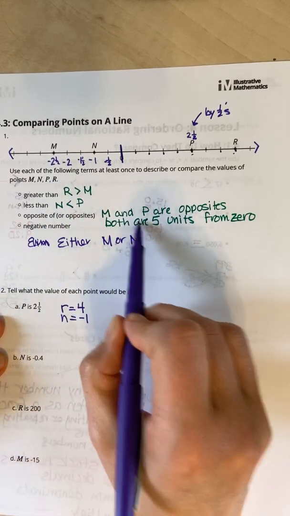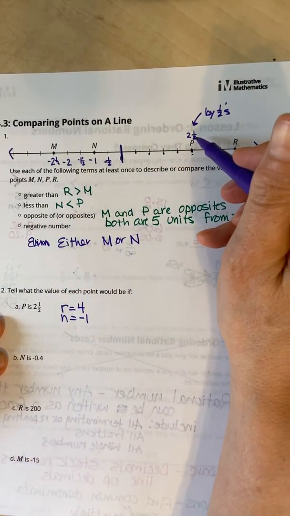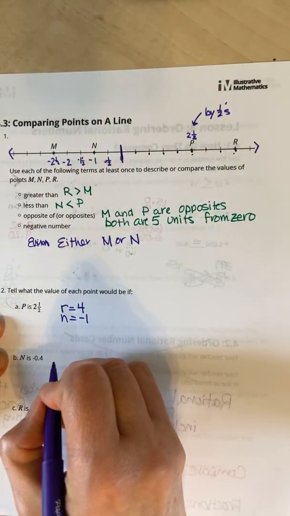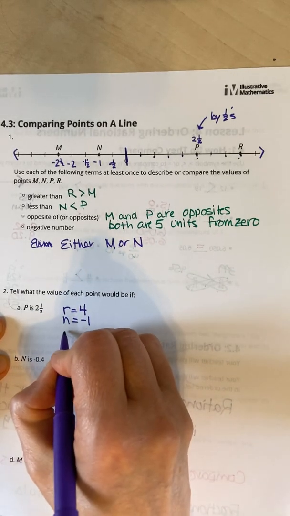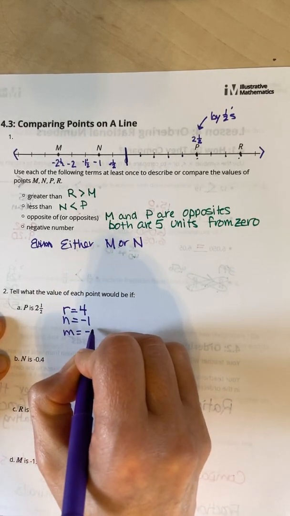And remember we set up here they were opposites. Oh, what were the opposites? M and P. So I could have just looked at that was 2 1/2. So that has to be negative 2 1/2. Okay, so M is equal to negative 2 1/2.